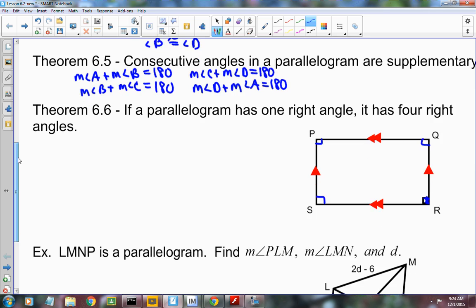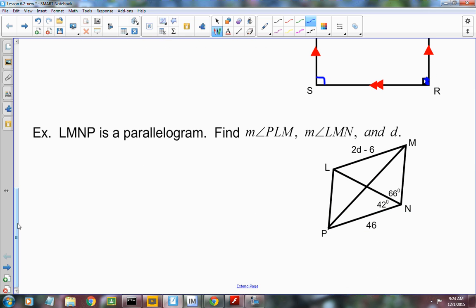All right, so let's work a couple of problems with those properties. It says that LMNP is a parallelogram, and I want to find angle PLN. PLN, this angle right here. What would I do to figure out PLN? What kind of relationship does it have? It's equal to angle MNP, right? And MNP is 108. So PLN is 108.